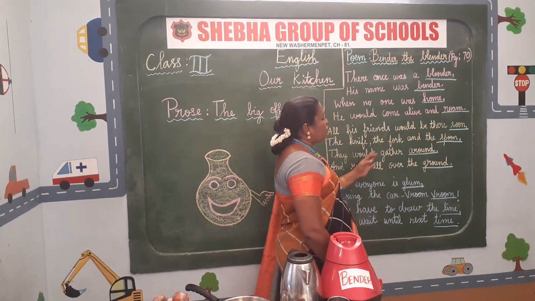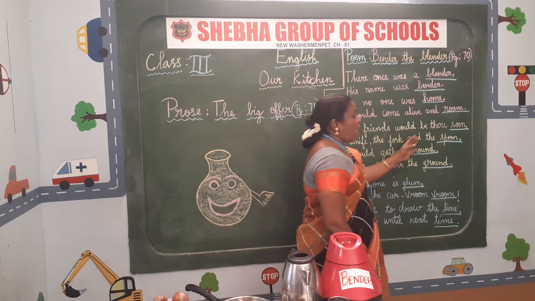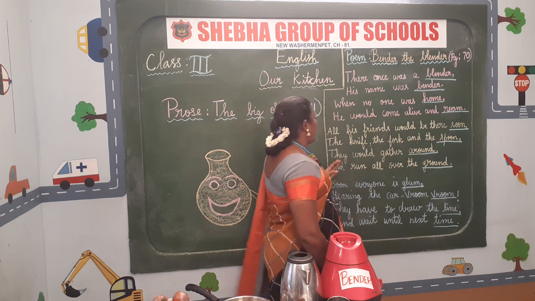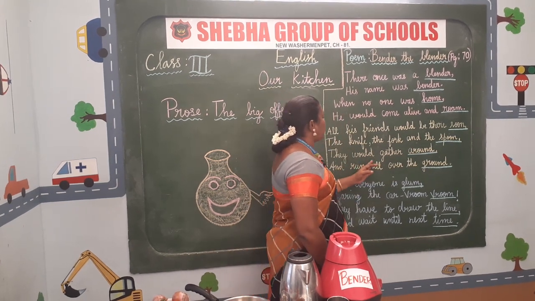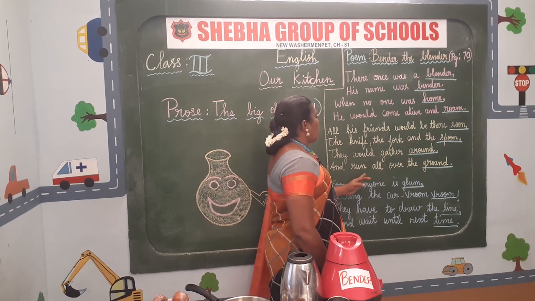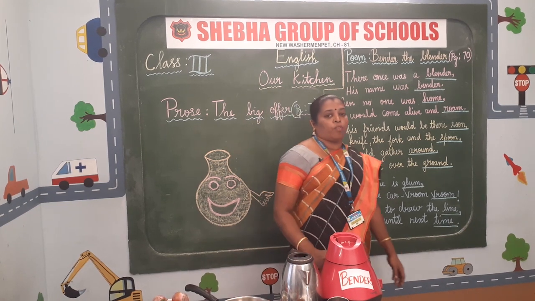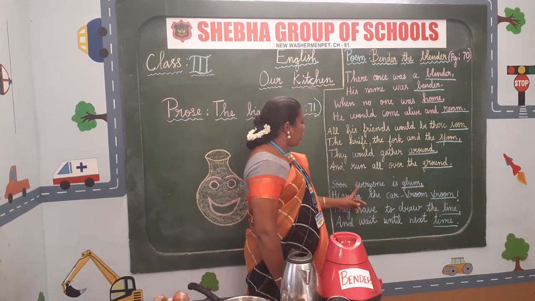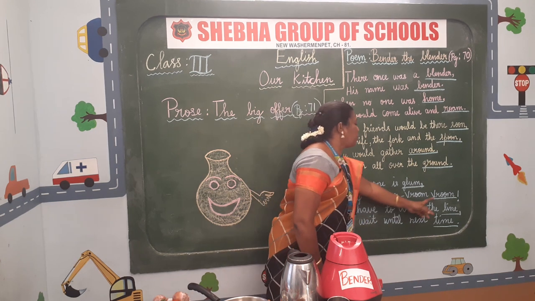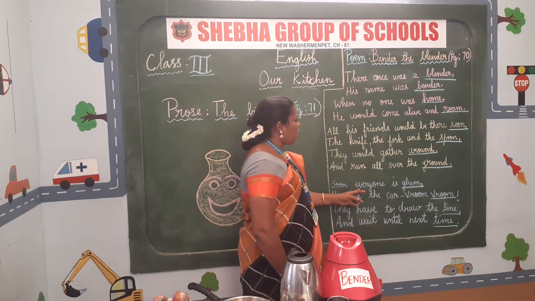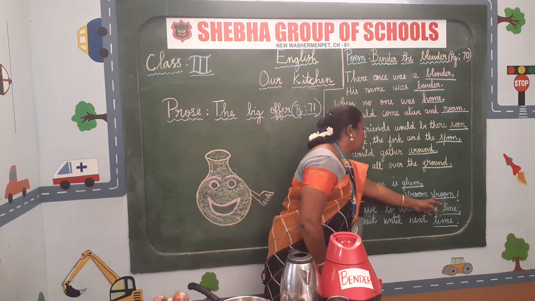The knife, the fork and the spoon. They would gather around and run all over the ground. Soon everyone is glum, hearing the car room, room.